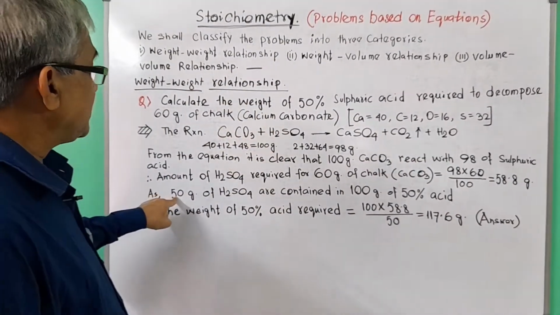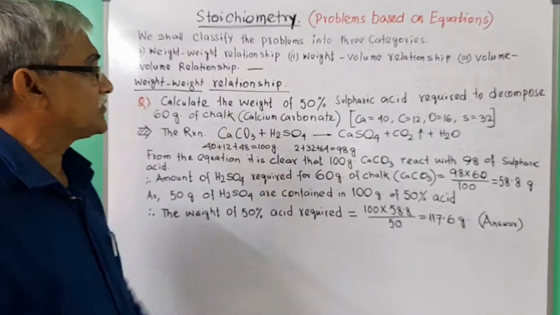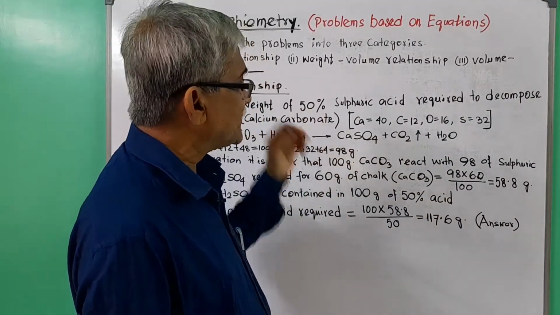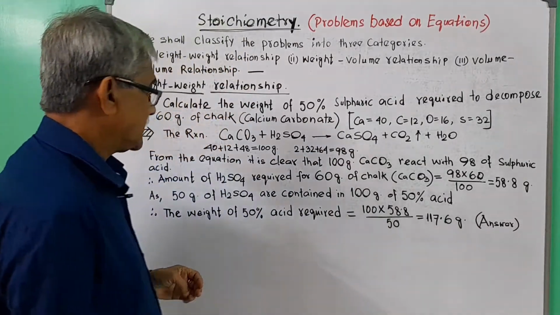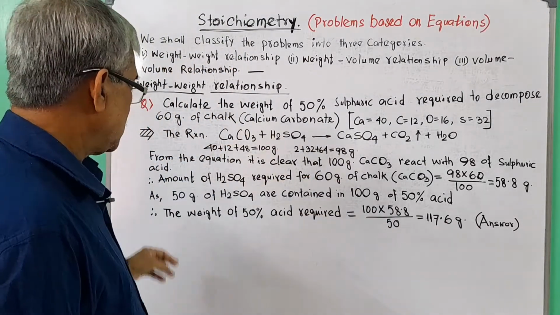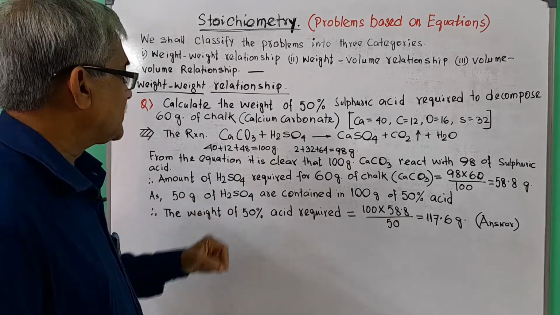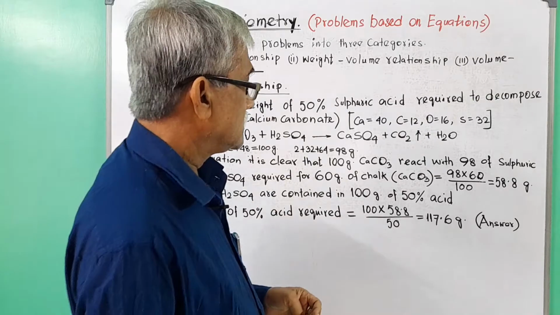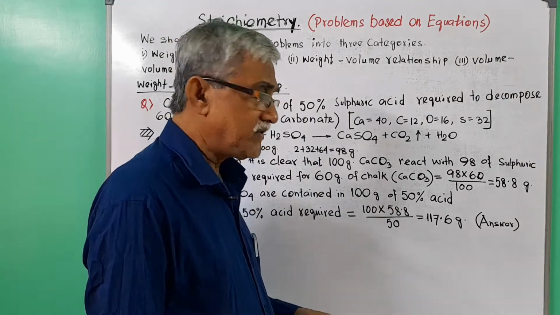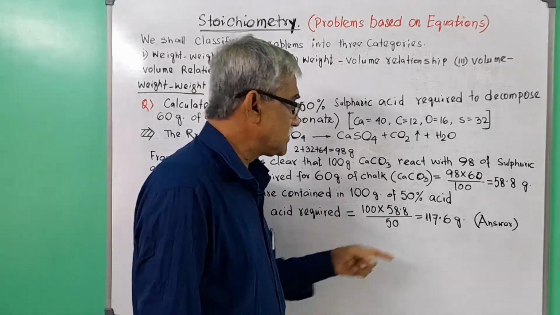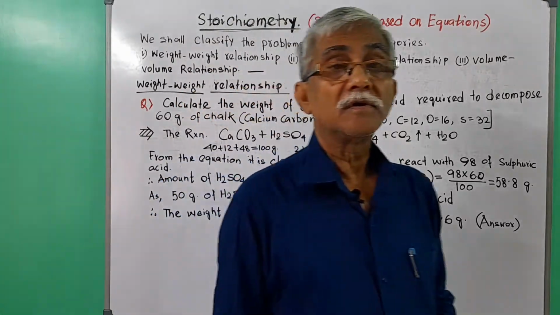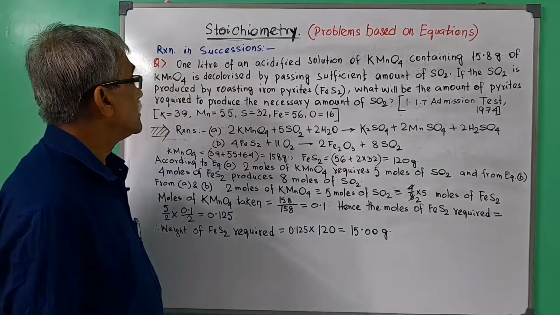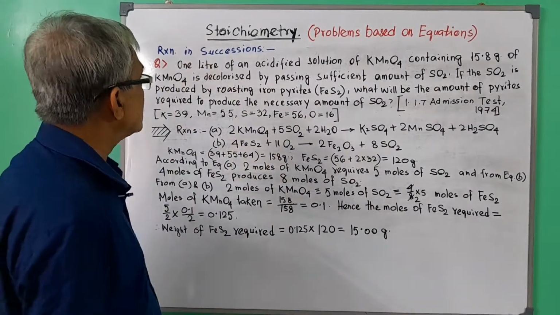Now, as 50 grams of sulfuric acid are contained in 100 grams of 50% acid, it is given 50% acid you have to take. So, in 100 grams of 50% acid, we will be getting 50 grams of sulfuric acid. Therefore, the weight of 50% acid required is equal to 100 into 58.8 upon 50, that equals 117.6 grams. Now, we will take one example when the reactions are in succession.